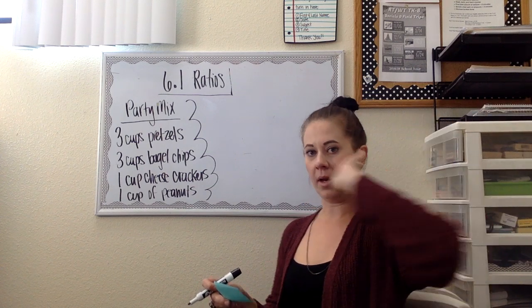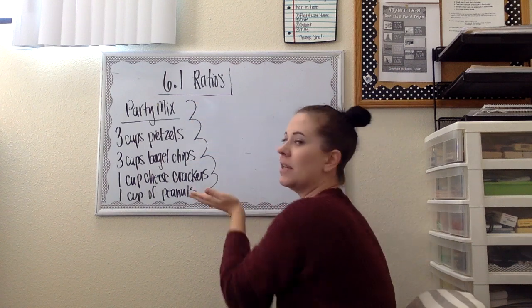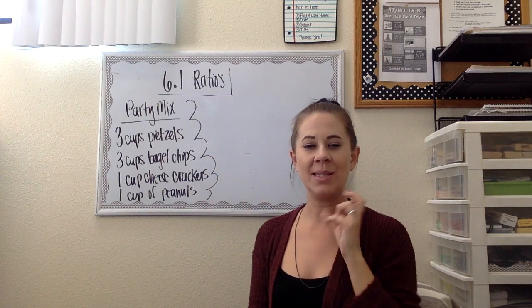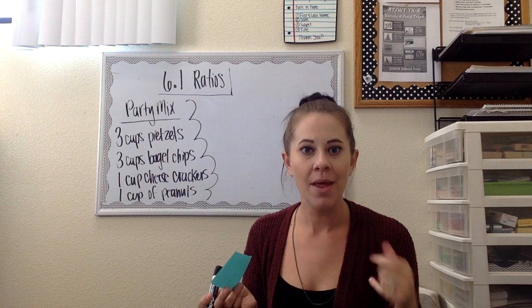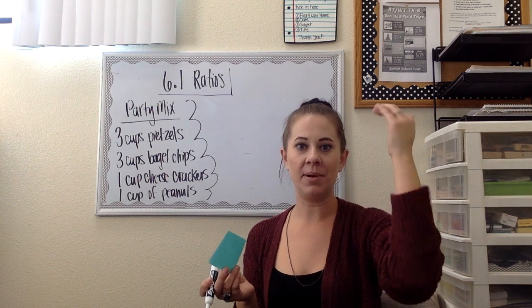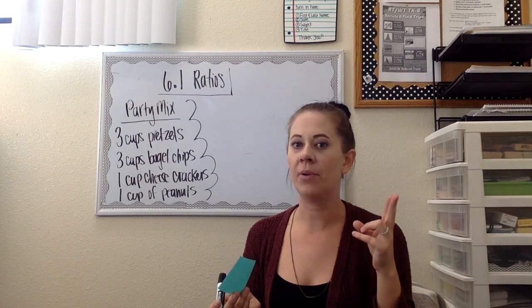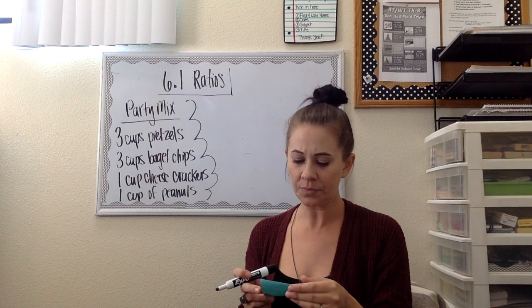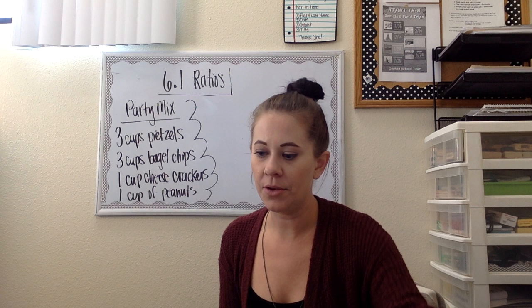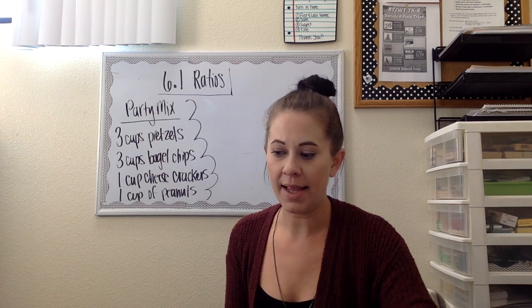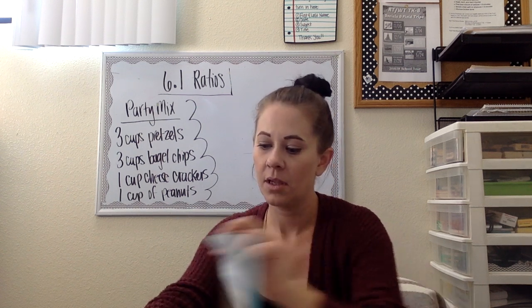We want to double or quadruple all of these amounts so that it would still have that ratio of pretzels to bagel chips, or pretzels to crackers, pretzels to peanuts. Okay, so you've heard that word before because that's what we're doing.